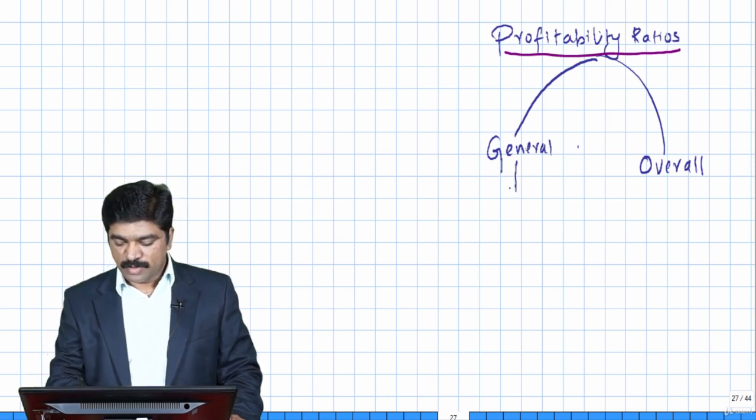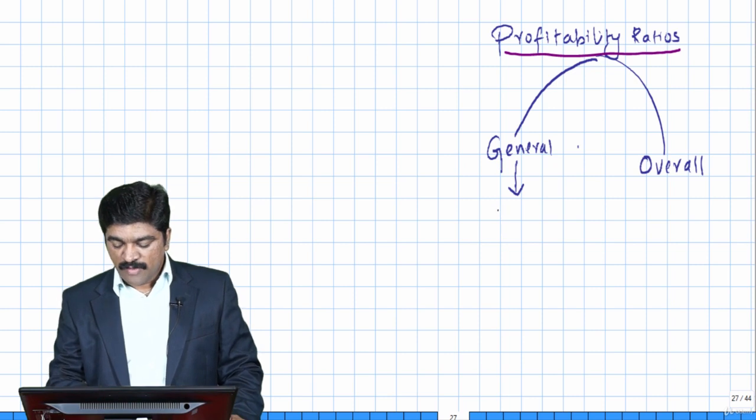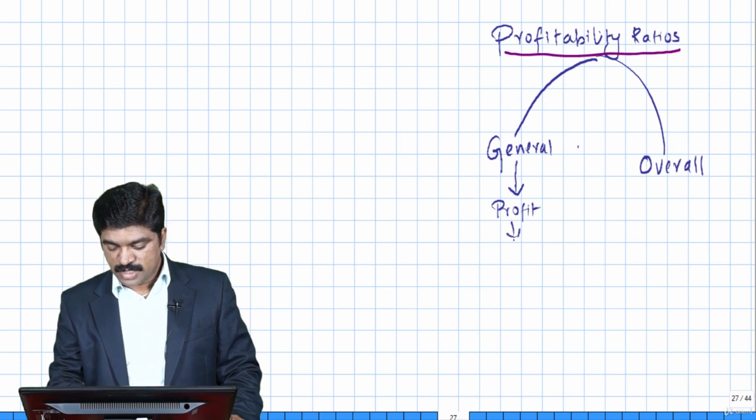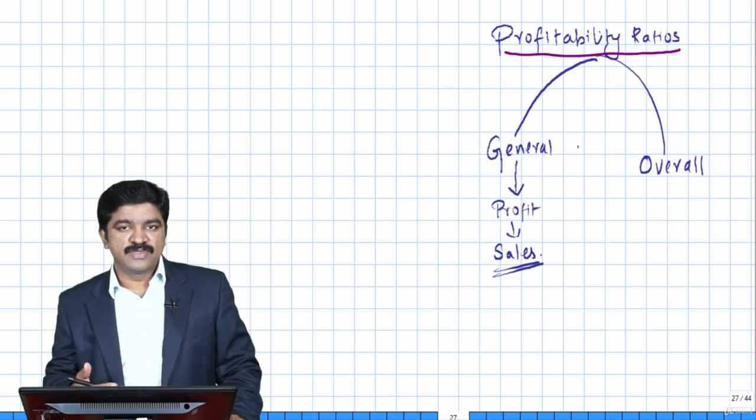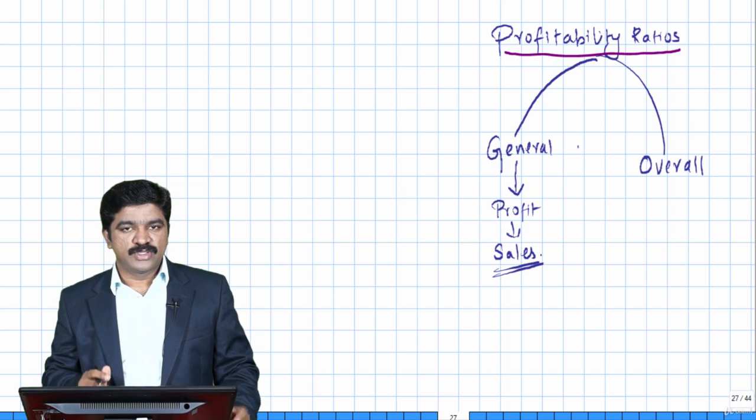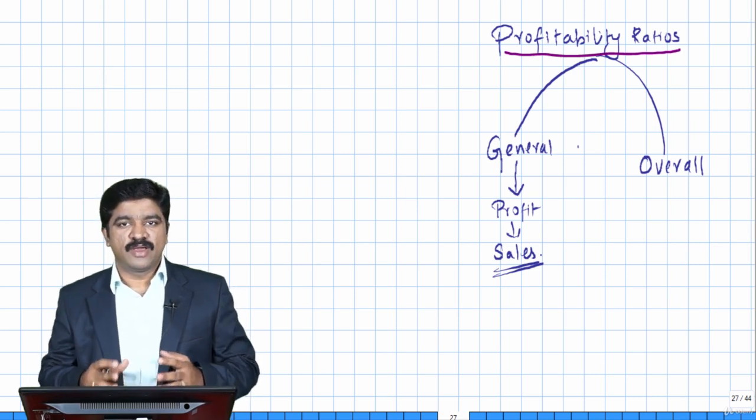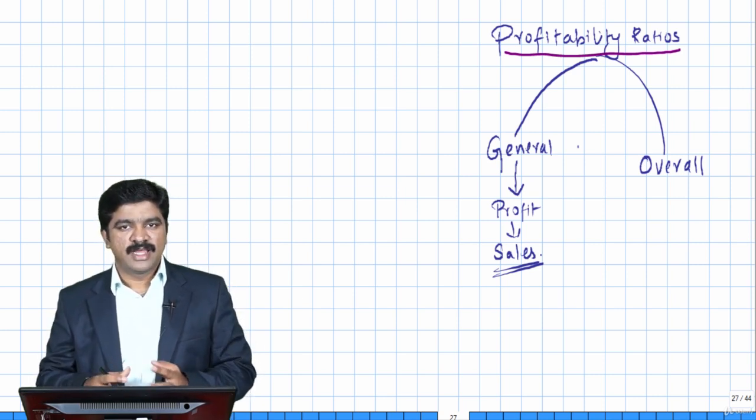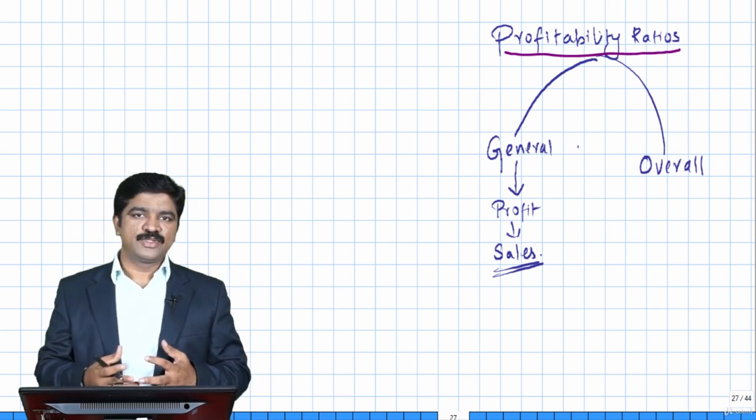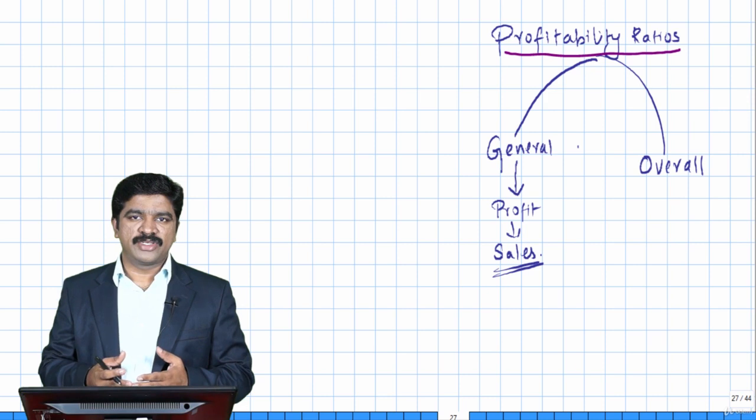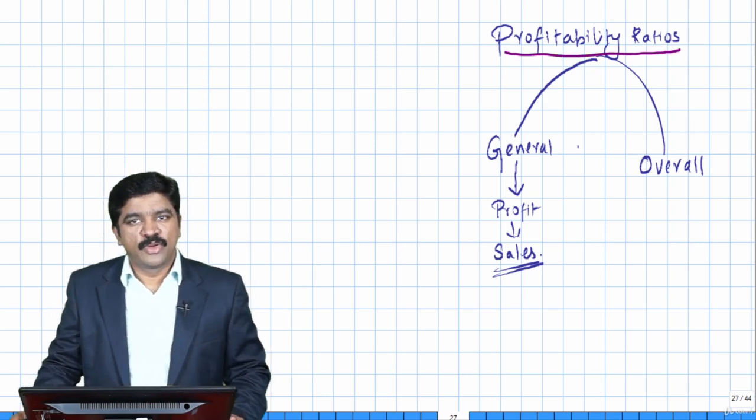So in general profitability ratio, our focus is we are going to compare various profits with sales, and we are also going to compare various profits with various items. So it is not only confined to sales, but we are going to find various profits, and that is going to be compared with various items, and that will help us to understand in what direction this organization is going.